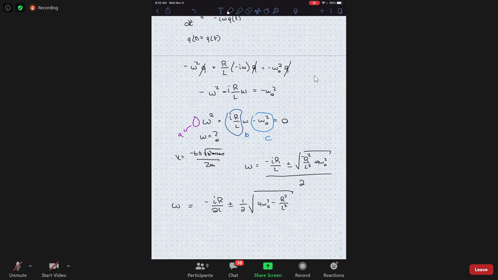And this piece right here, I can take out the 4. I want to take out the 4 here. So this is equal to this mess plus or minus 1/2 square root of 4 omega naught squared minus R squared over 4L squared.